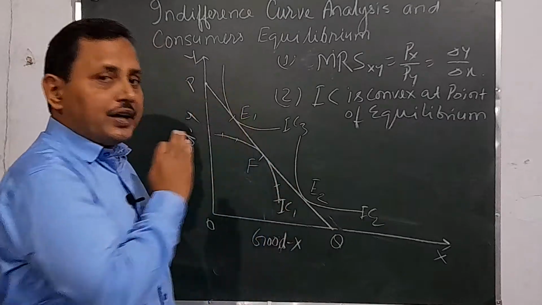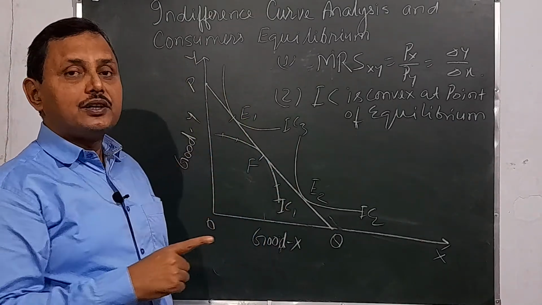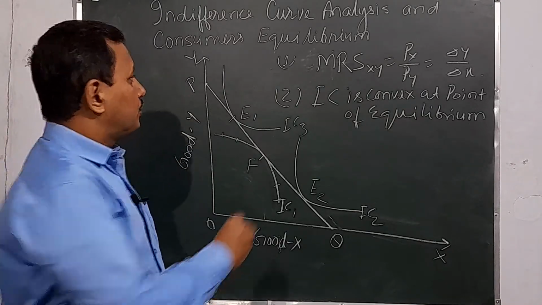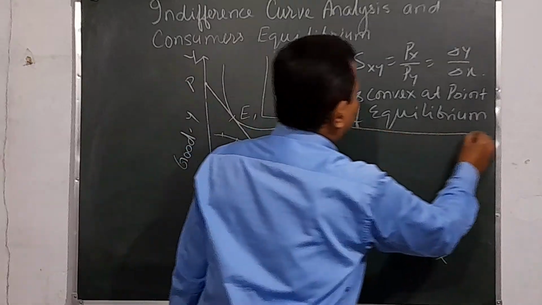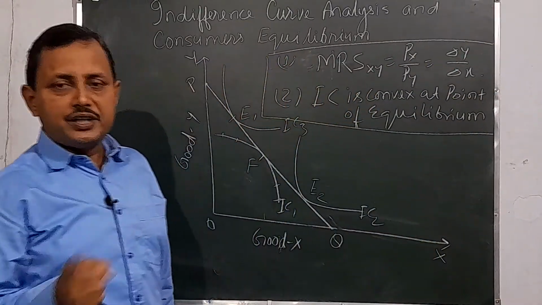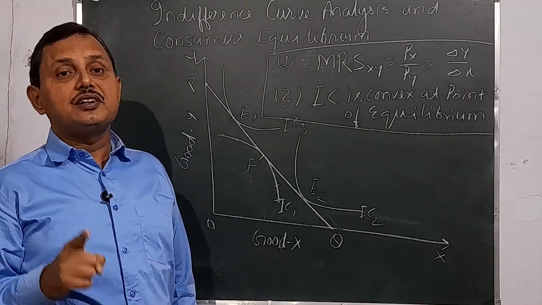So when these two conditions are satisfied, then the consumer is said to have achieved consumer equilibrium. So learn these two conditions of consumer's equilibrium in indifference curve analysis. When these two conditions are satisfied, then we say that the consumer has reached equilibrium.